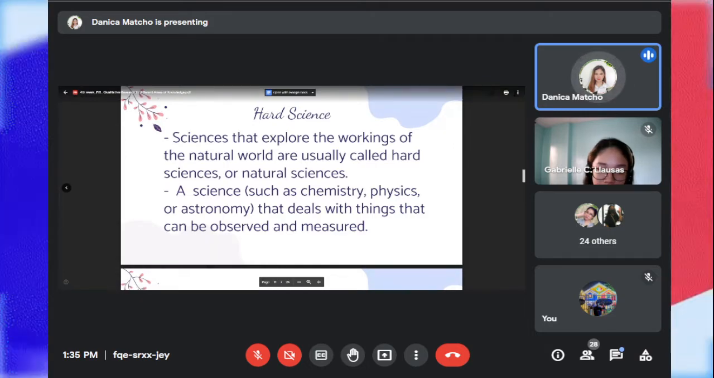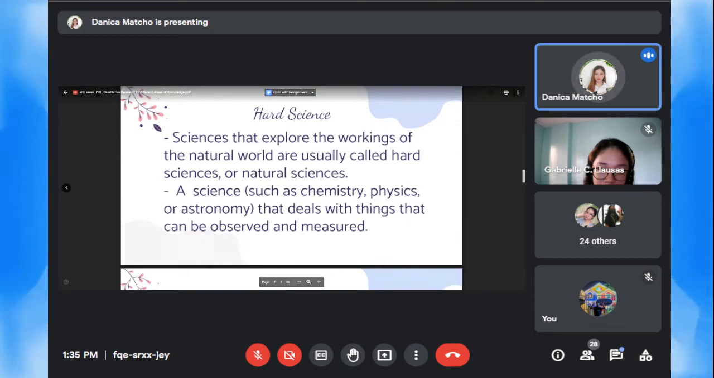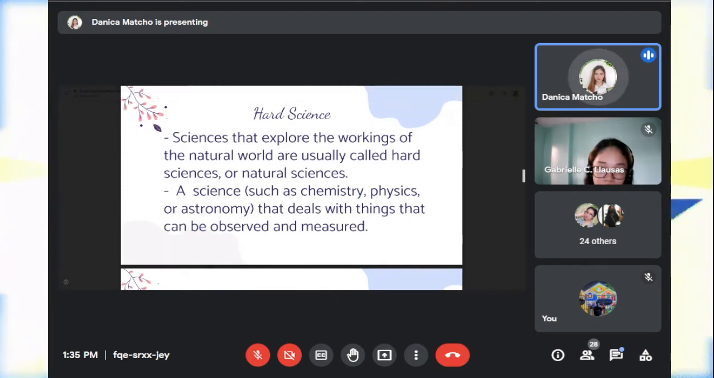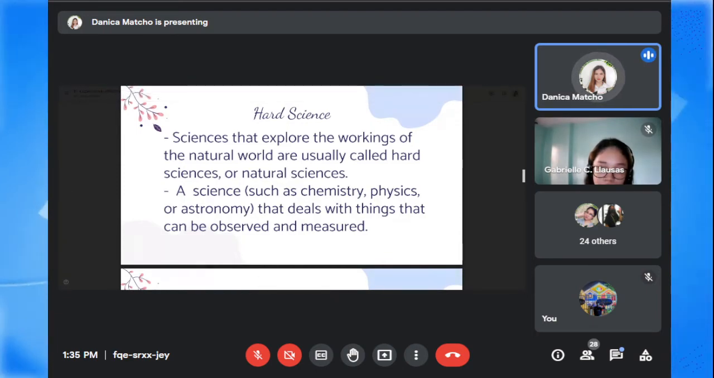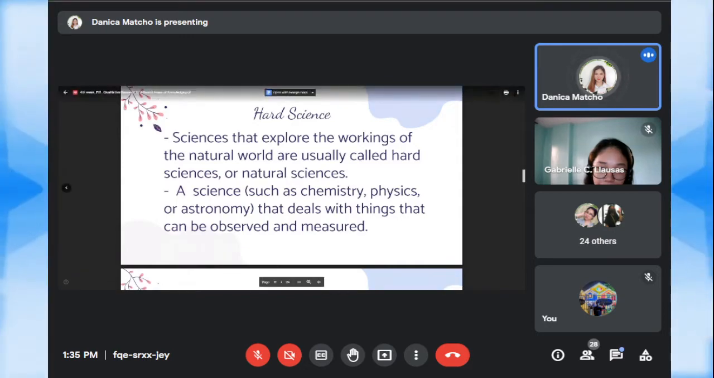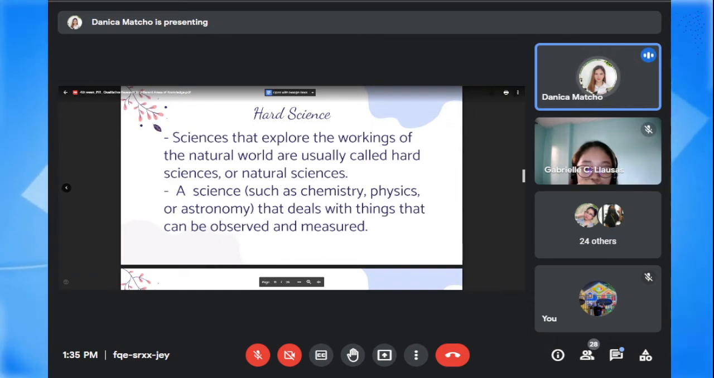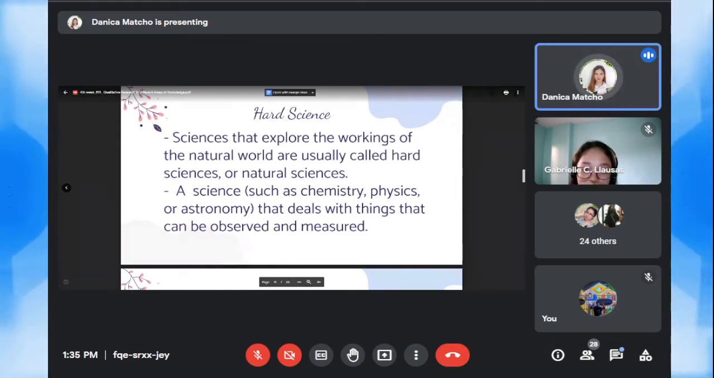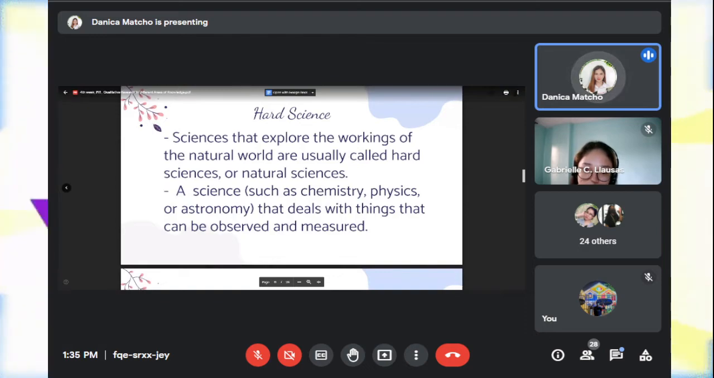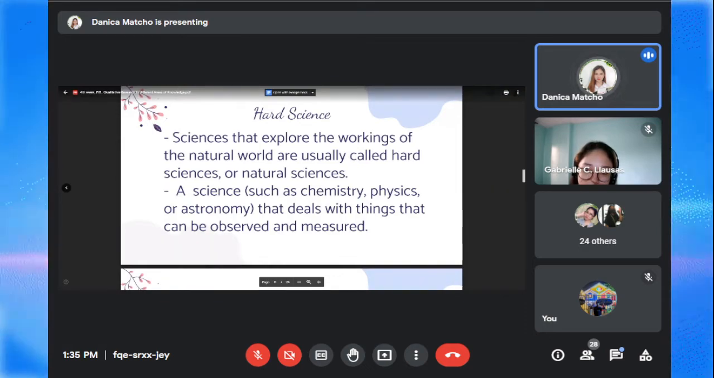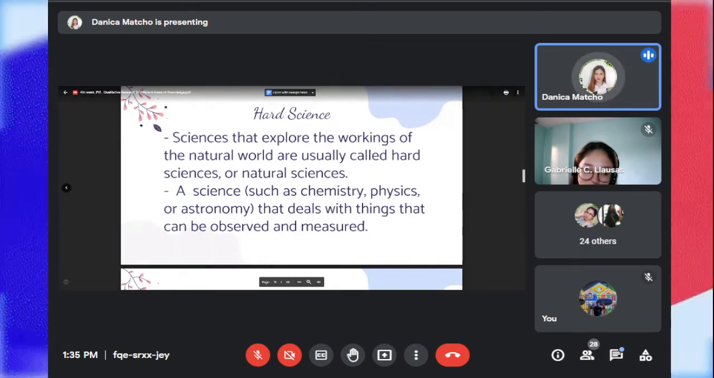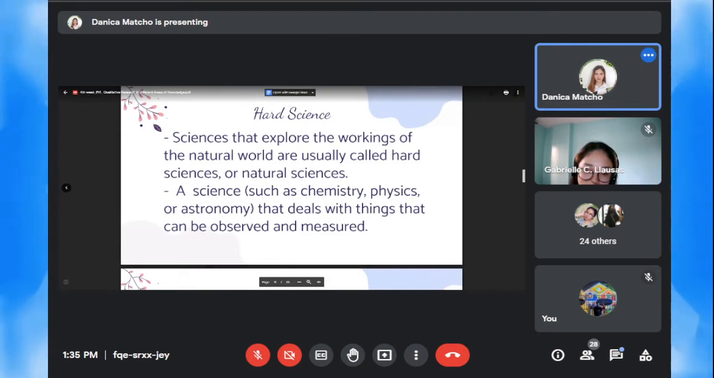Now, it is stated here, guys, that examples of hard sciences are chemistry, physics, and astronomy. Let us focus first on the first science, which is chemistry. Correct me if I'm wrong, you already have the chemistry subject before. Am I correct? Di ba may chemistry na tayo? Can you please tell me what are the topics that you have discussed under this subject?